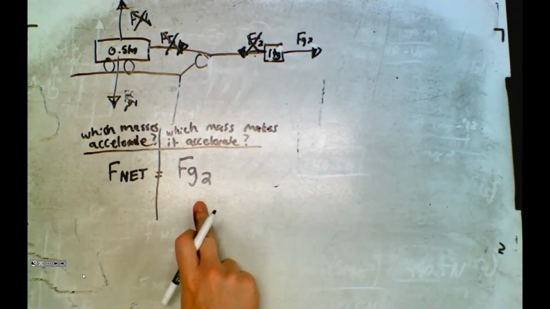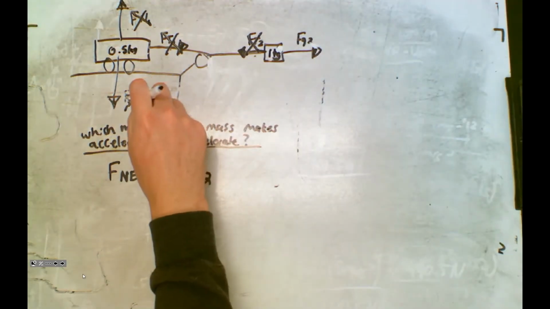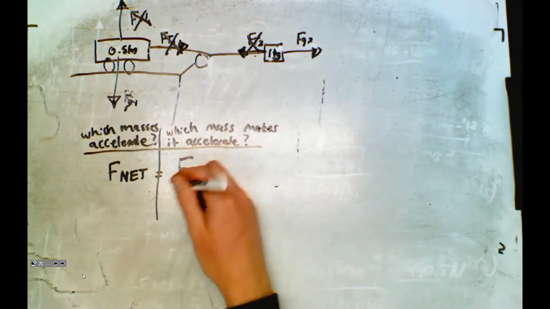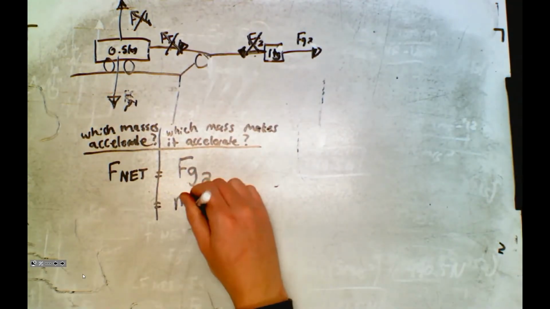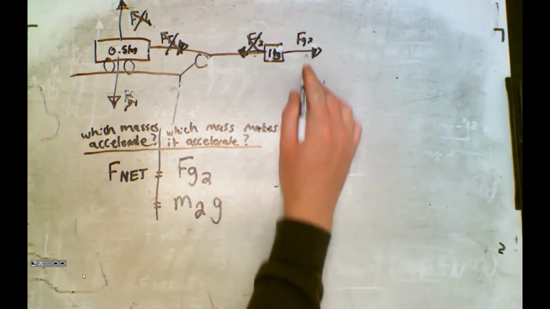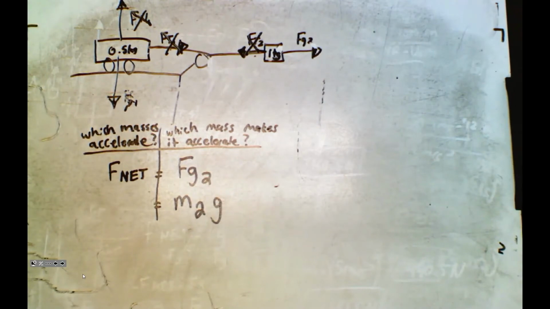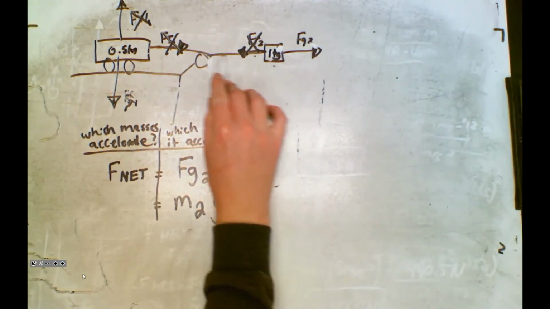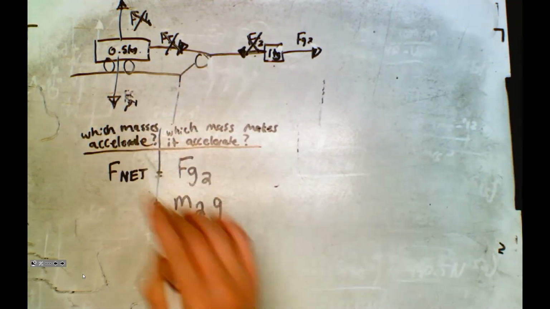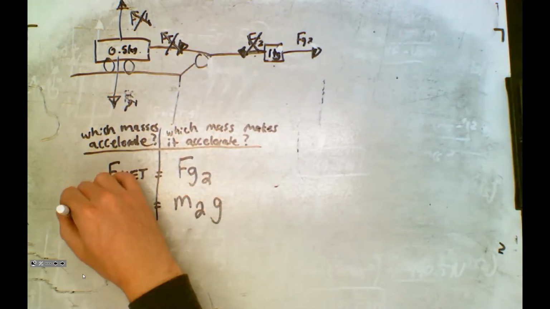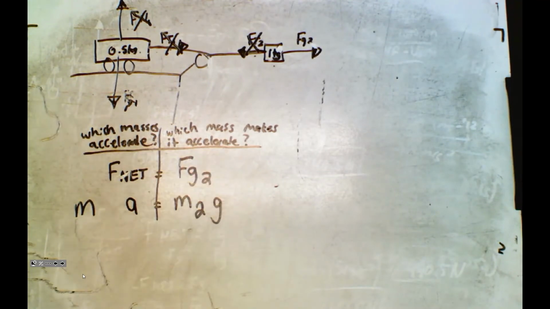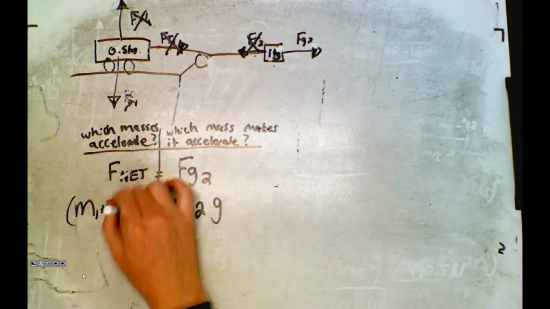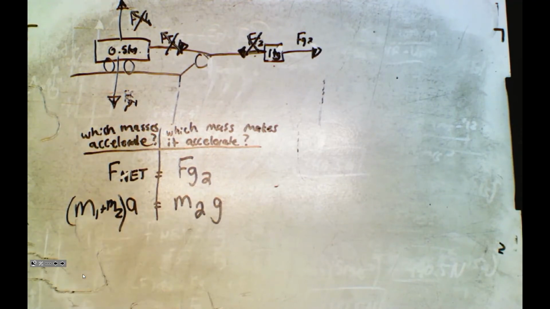So which mass makes it accelerate? Well, FG1 doesn't make it accelerate because it cancels out with the force normal. So it's just mass 2 times gravity that makes it accelerate. Which masses accelerate? Well, this one accelerates, but these are attached by a rope, so this accelerates too. So when we break it up into mass times acceleration, we need to add the masses together because both masses accelerate.